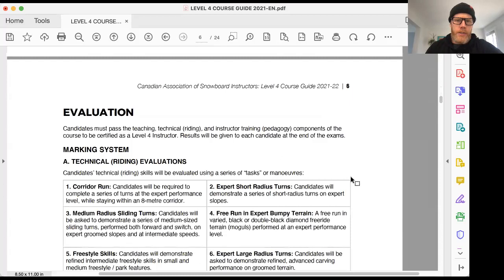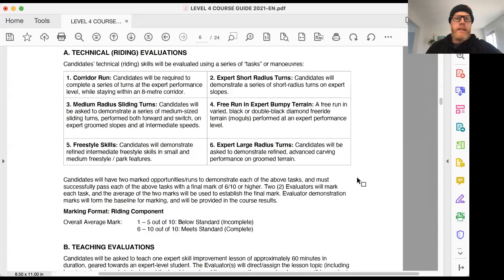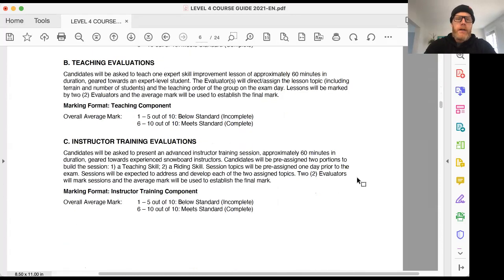So I'm just going to scroll down to the evaluation page in the course guide here, which will be on page 6, sorry. We're going to talk about the teaching evaluations, which is the second component on the level 4 exam. The general overview is that, as it says here, candidates will be asked to teach one expert skill improvement lesson of approximately 60 minutes in duration, geared towards an expert level student.